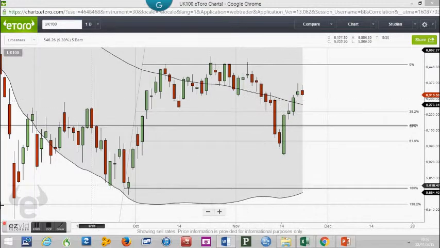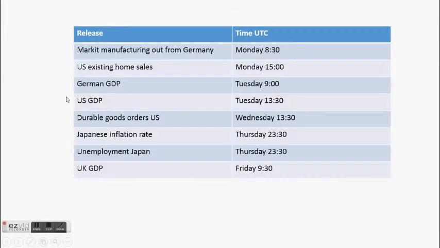Next week, sorry. So this is next week. We're coming to the end of the week, about to start the week. As you can tell, it's Sunday for me. Next week, we're coming to the end of the month, so we have some big news, and it all starts with manufacturing data out of Germany, which is tomorrow morning, 8:30, bang, a nice way to start the week.